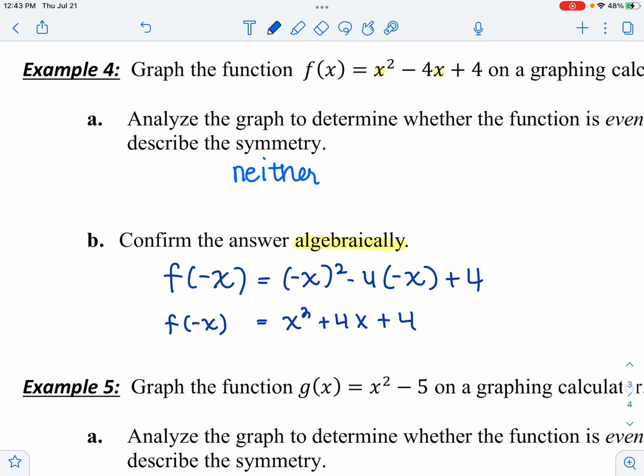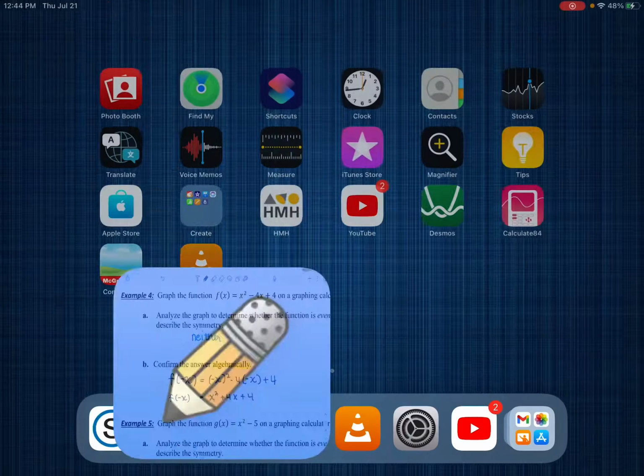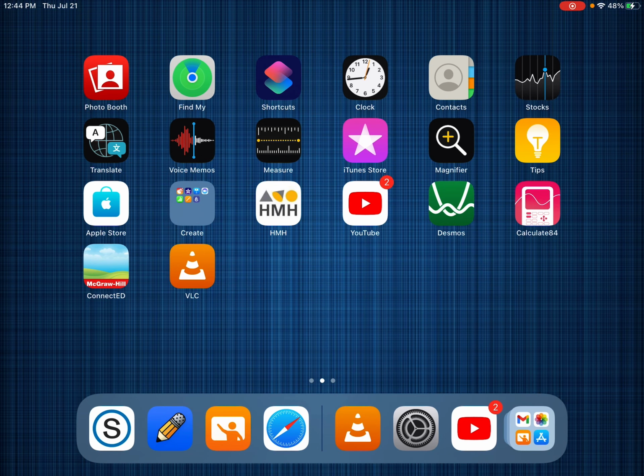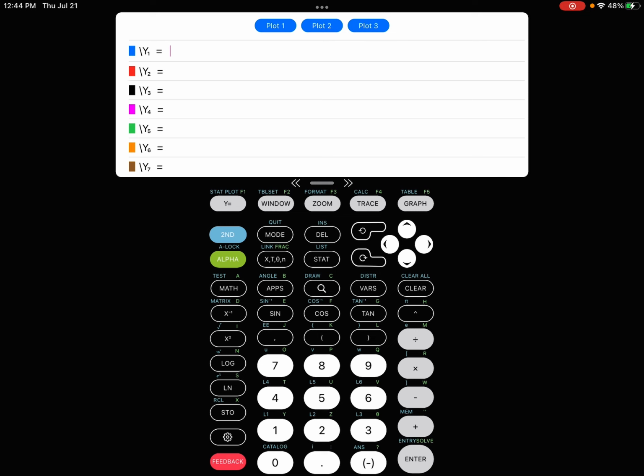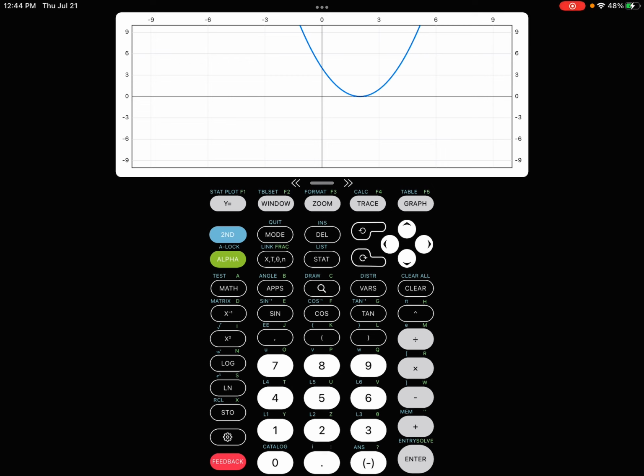All right, so now I'm going to show you on a graphing calculator, hopefully. I got to find my graphing calculator. Oh, there it is right there. Okay. I will type this equation in the calculator. So y equals x squared, I believe it was minus 4x plus 4, the original. Hit graph.